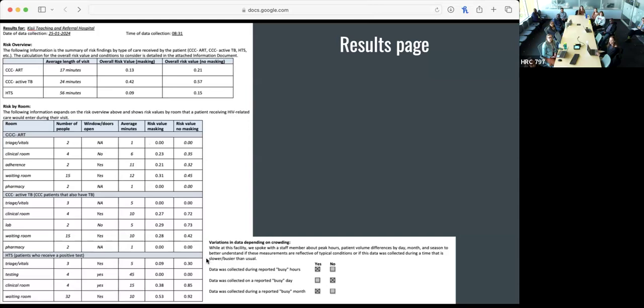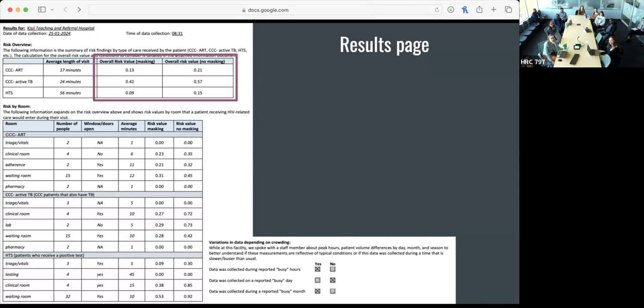And then down below, we have the variations in data depending on crowding. So the first item we have is if the data was collected during reported busy hours, yes, no. Data was collected on a reported busy day, yes, no. And then data was collected during a reported busy month. And these are coming directly from the facility staff self-report.